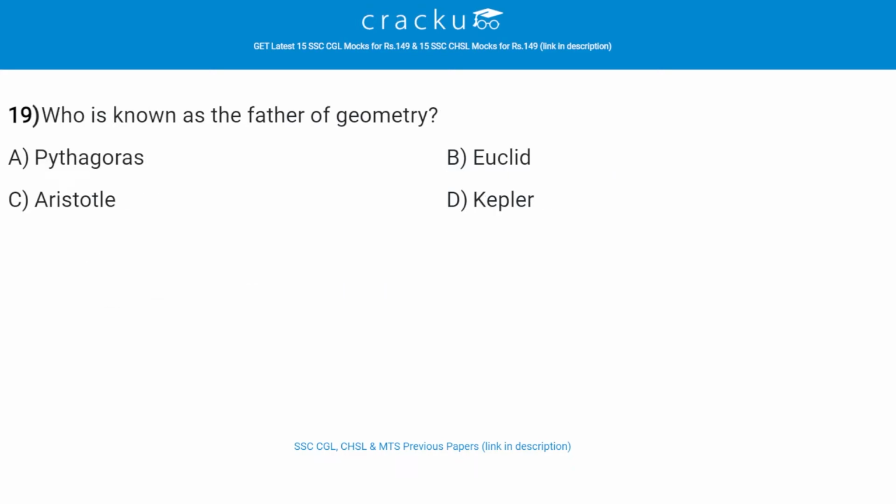Who is known as the father of geometry? The correct answer is B, that is Euclid. So Euclid of Alexandria, to distinguish him from Euclid of Megara, was a Greek mathematician often referred to as the founder of geometry, or we can say the father of geometry. He was active in Alexandria during the reign of Ptolemy.